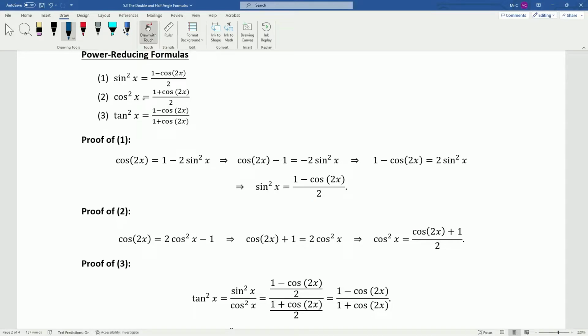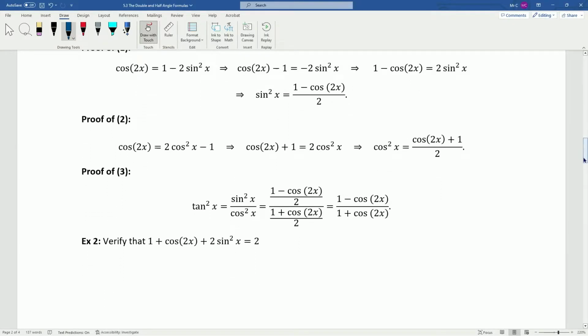Now for our second power reducing formula, cosine squared of x, all we do is use a different version of the double angle formula. Cosine of 2x equals 2 cosine squared of x minus 1. I add the 1 to both sides, divide by 2, and I get cosine squared of x equals cosine of 2x plus 1 over 2. And again, for the tangent squared of x power reducing formula, you just write out sine squared of x divided by cosine squared, write those formulas there. The 1/2s cancel, and you get 1 minus cosine of 2x over 1 plus cosine of 2x.